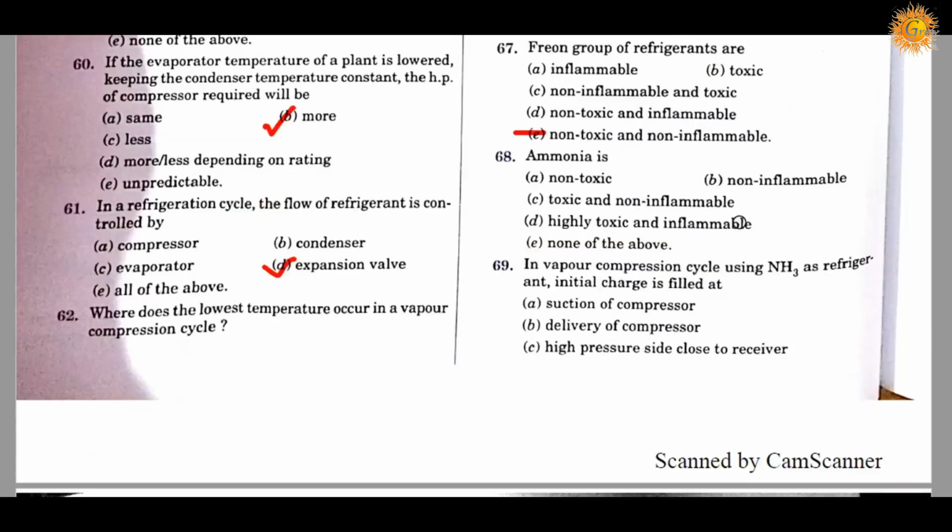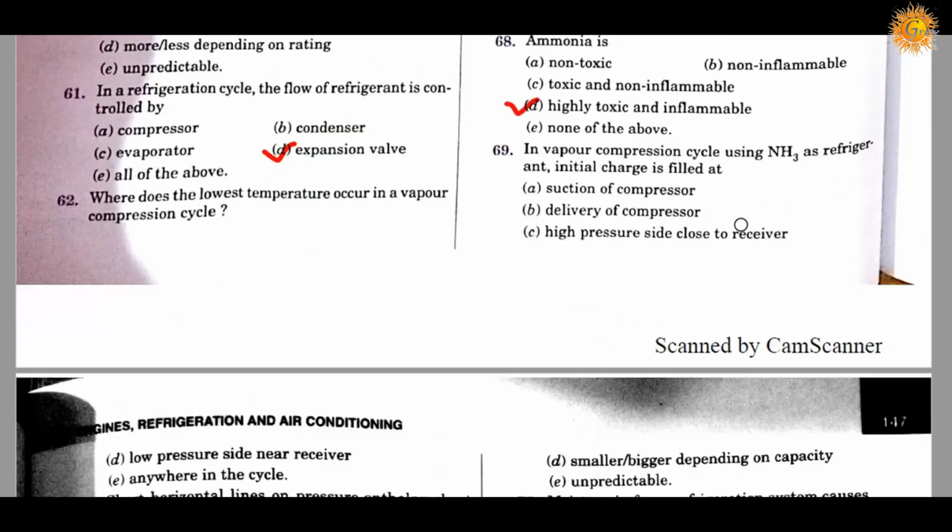Question number 68. Ammonia is option A non-toxic, option B non-inflammable, option C toxic and non-inflammable, option D highly toxic and inflammable, option E none of the above. So the correct answer is D, highly toxic and inflammable.